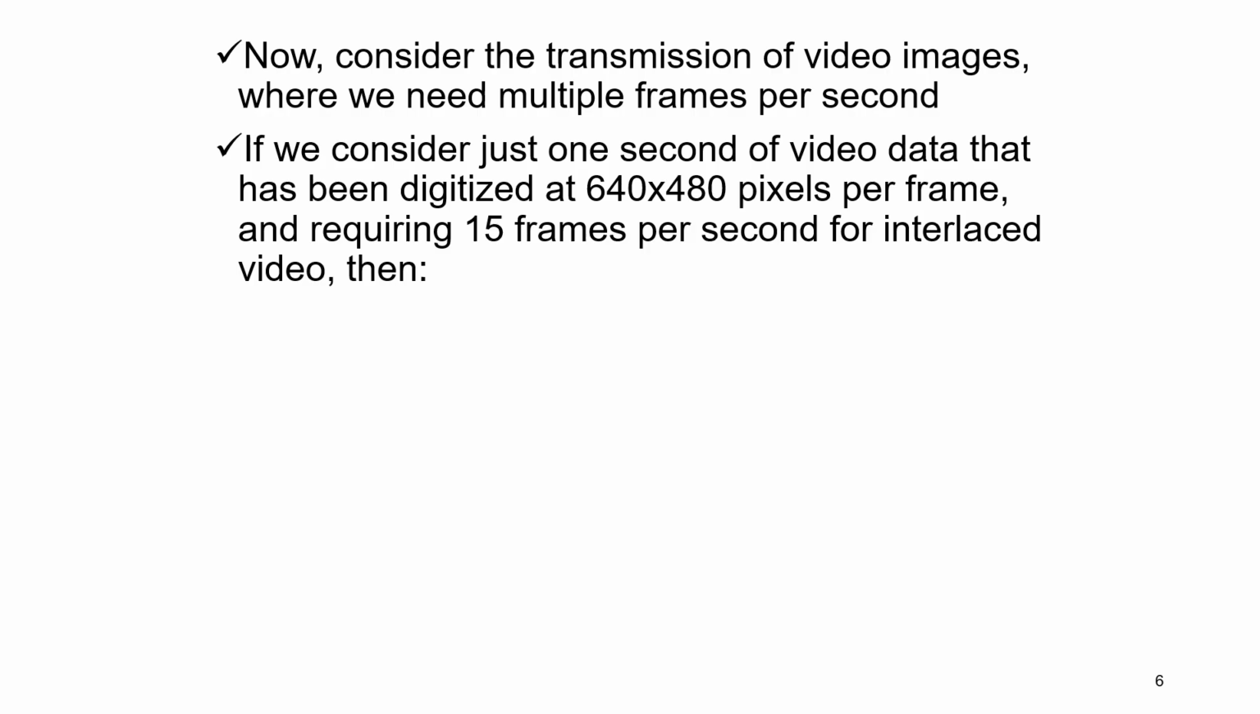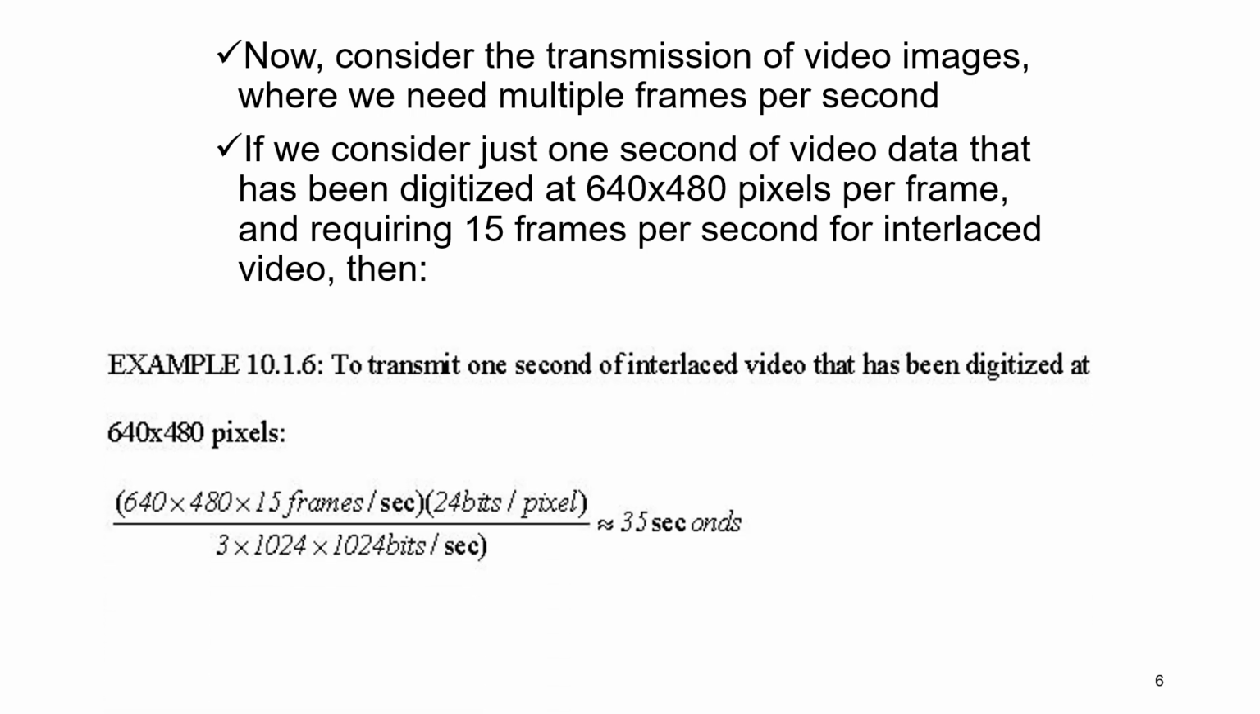Now consider the transmission of video images where we need multiple frames per second. If we consider just 1 second of video data that has been digitized at 640 into 480 pixels per frame and requiring 15 frames per second for interlaced video, then to transmit 1 second of interlaced video digitized at 640 into 480 pixels is calculated as 640 into 480 into 15 frames per second into 24 bits per pixel, divided by 3 into 1024 into 1024 bits per second. It is approximately equal to 35 seconds.